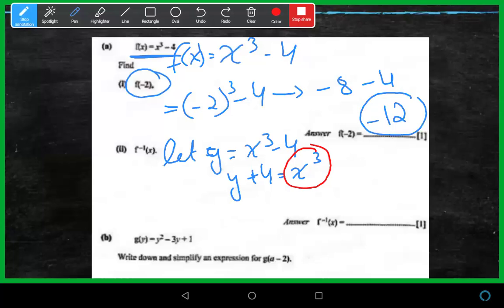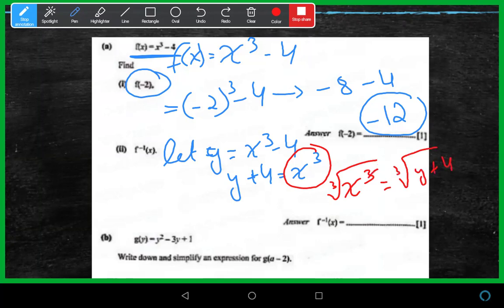So we have to write cube root on both sides. It will become like this: cube root, cube root. This will be cancelled out. So the equation will be x is equal to cube root y plus 4. So the final answer will be cube root x plus 4. I hope you understand how we can solve this question.